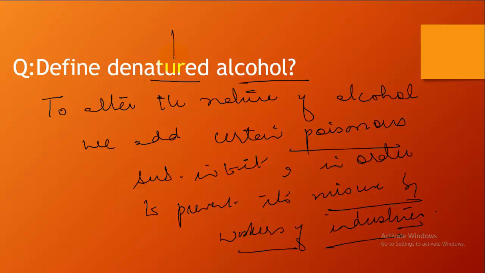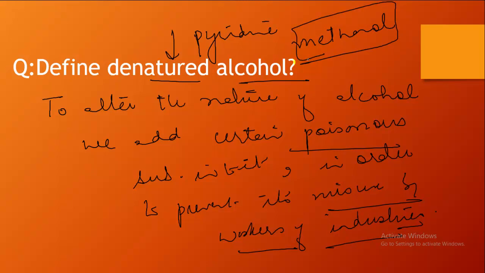And what substances do we add to make it denatured? Let's name two substances. One is pyridine and one alcohol, that is methanol. Methanol is an alcohol, but if this alcohol is added to the alcohol, it makes it denatured, because its nature is poisonous.